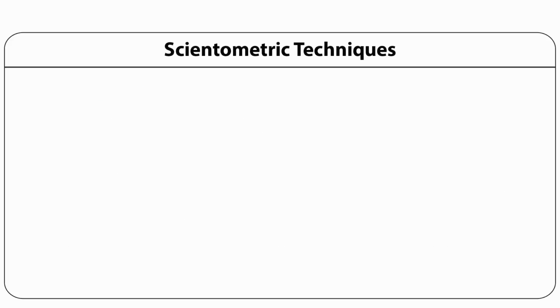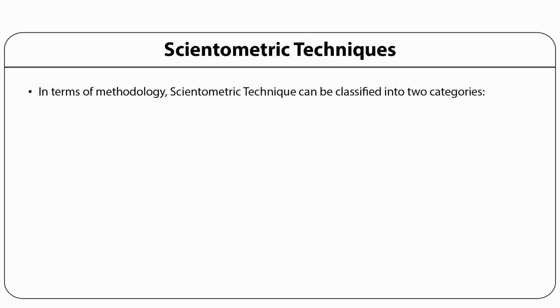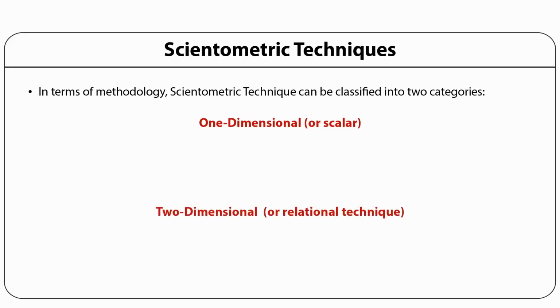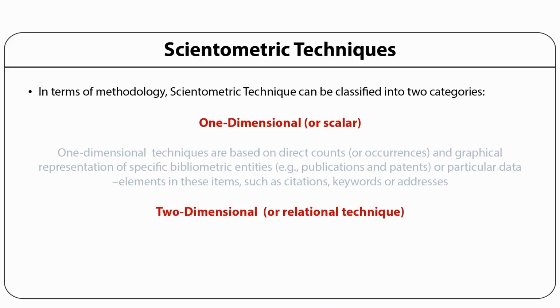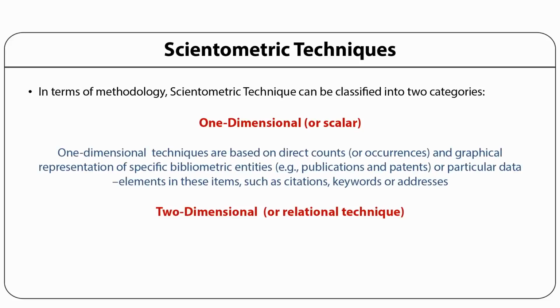Scientometric techniques. In terms of methodological perspective, scientometric techniques can be classified into two categories: one-dimensional or scalar, and two-dimensional or relational techniques. One-dimensional techniques are based on direct counts or occurrences and graphical representation of specific bibliometric entities.